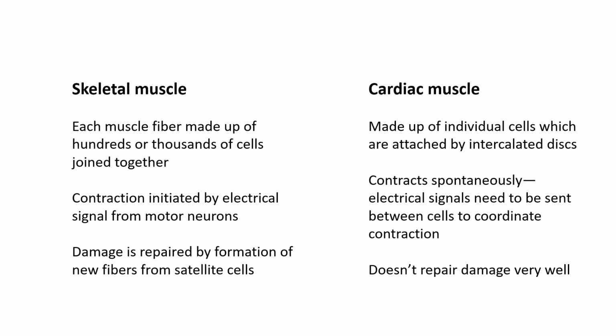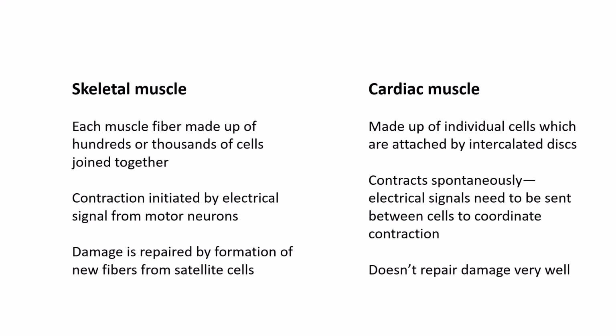So skeletal muscle is composed of fibers, and each fiber is made up of a large number of individual muscle cells which are joined together. So one fiber may have hundreds or thousands of different cell nuclei that are all in one giant cell. By contrast, cardiac muscle is made up of individual cells which, depending on what type of animal you're looking at, usually have one or two nuclei per individual cell.